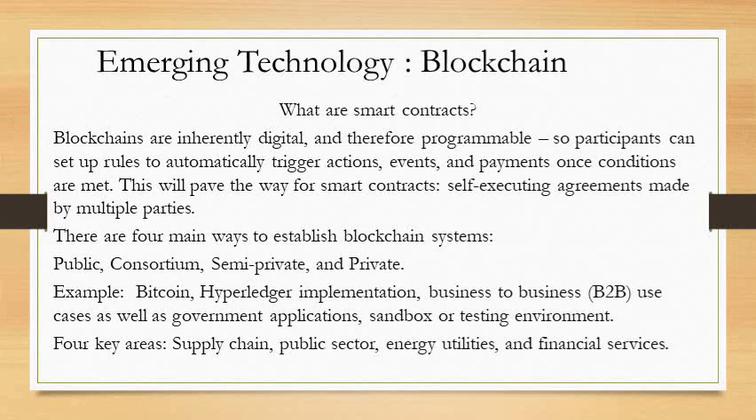Then we have the private blockchain system, which includes Ripple and Hyperledger. You might say, okay, we need a private blockchain because we do not want everybody to read the data. So in that case we are using a private blockchain.